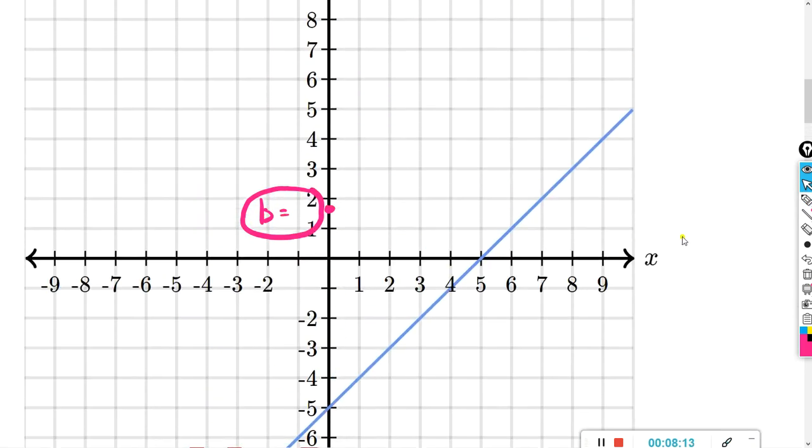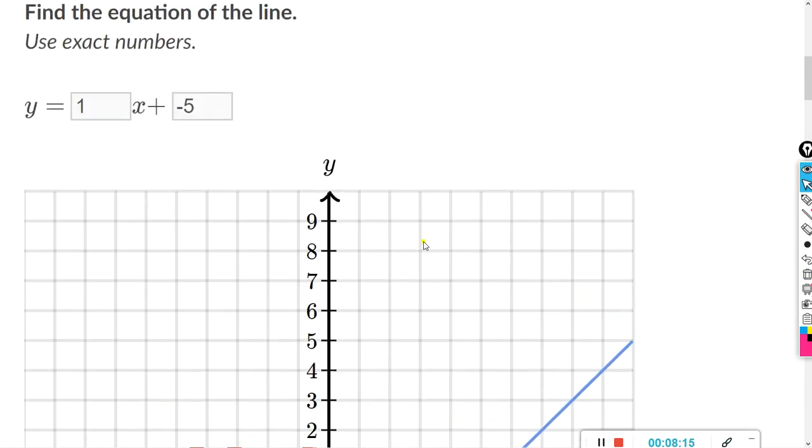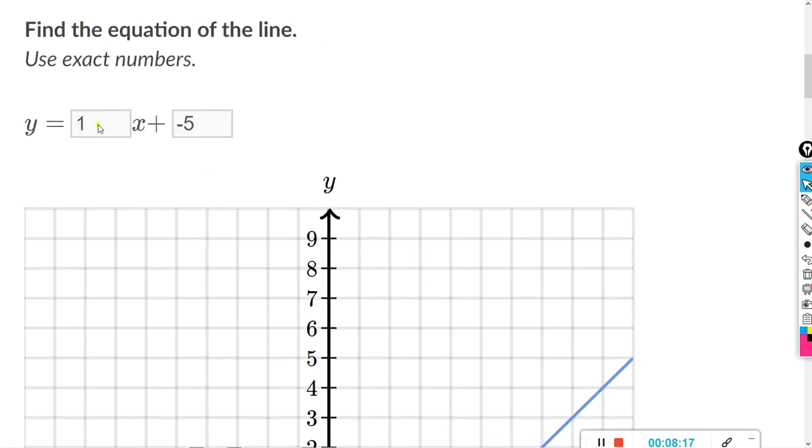So that's basically it. Just remember, when you get your slope, you may have to reduce the fraction, and then you just click inside the box and use the slash key to make it a fraction if you need to.